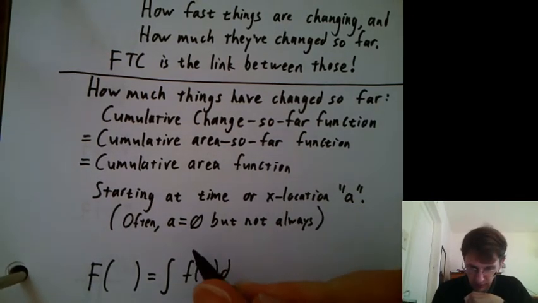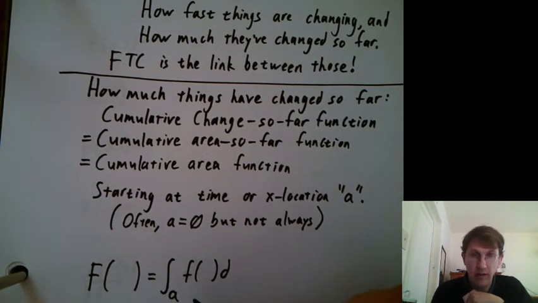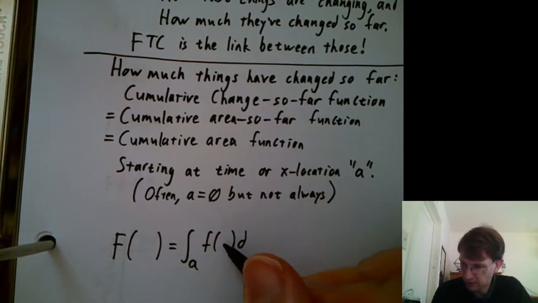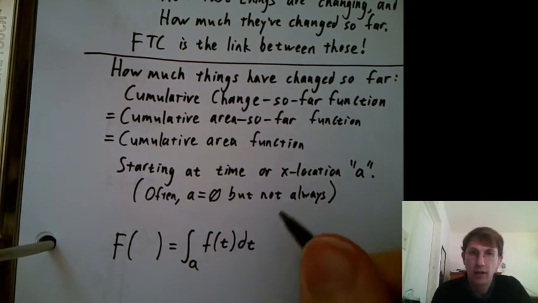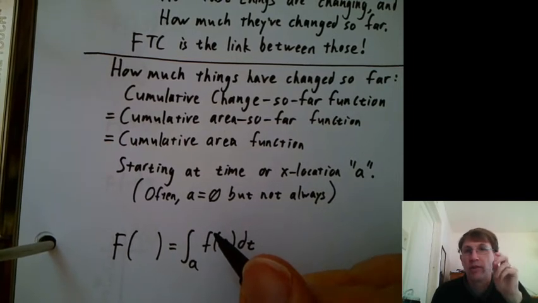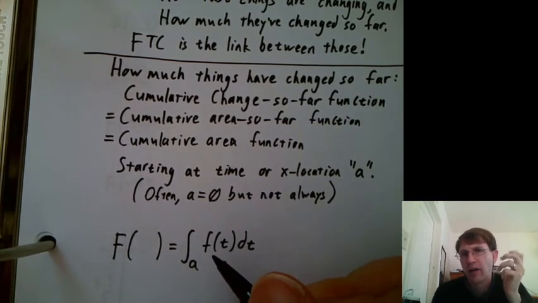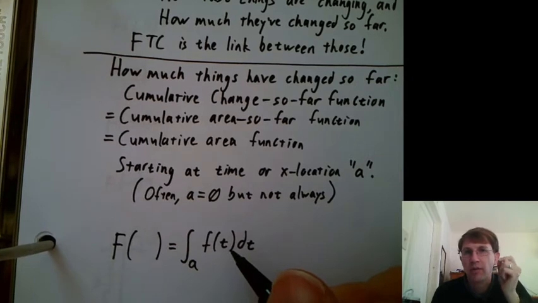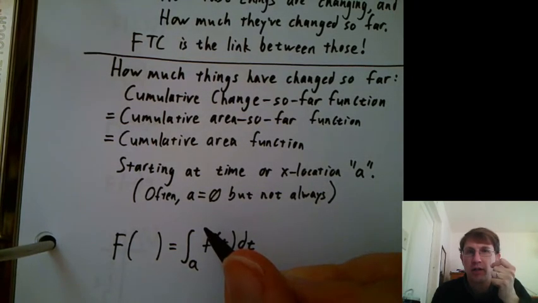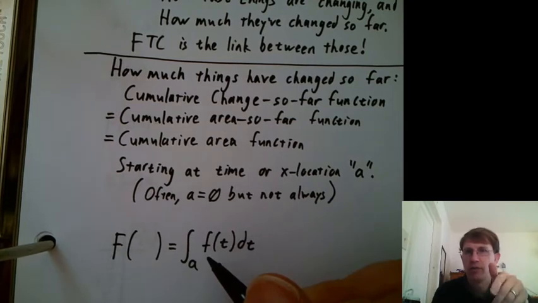So if we said starting at A, and we'll say maybe f of t dt, then what do we mean by so far? When is now? We often think of now as t, but if I'm already using t here, I can't put t in the upper end. That would be like a for loop that said for t equals a to t. That might run forever, or it might stop immediately depending on the programming language.